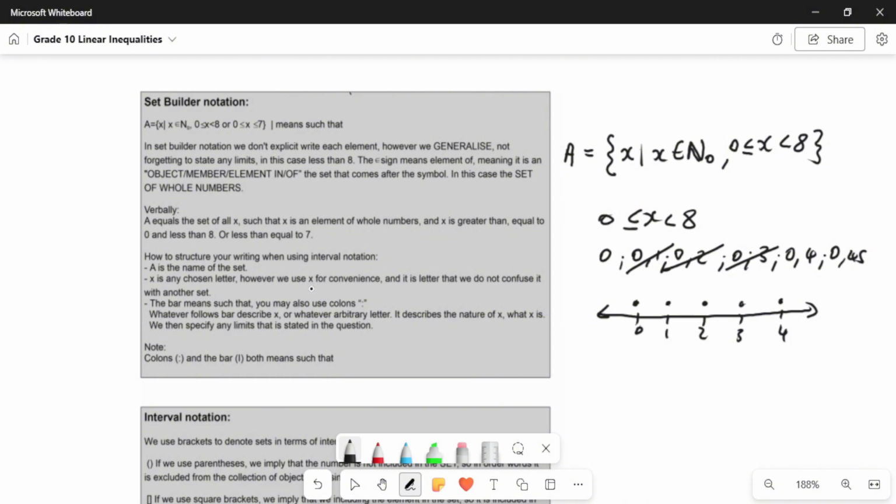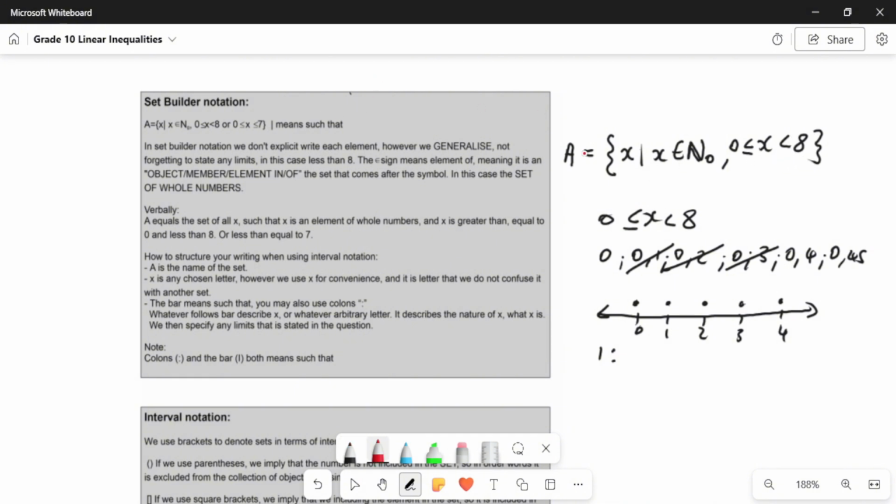However, we use x for convenience, and it is a letter that we do not confuse with another set. The bar means such that. You can choose to also use colons, so it could be the two dots. You could do that, or you could use the bar. Both mean the same thing, such that whatever follows the bar describes x, or whatever arbitrary letter you use. Let's say you used y. Whatever follows this bar describes what A is. It describes that A is coming from this special set, the nature of it, and then we describe what the limits are. The lower limit is what? That it must be greater than or equal to 0, and the upper limit, it must be less than 8. That's what we mean by limits.